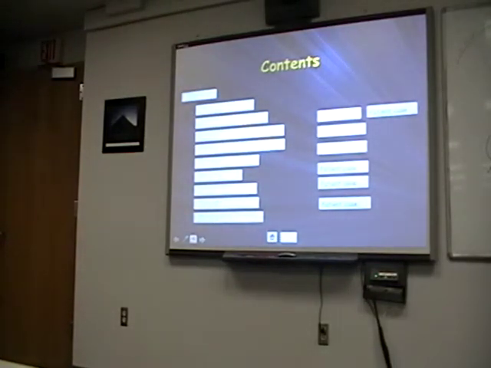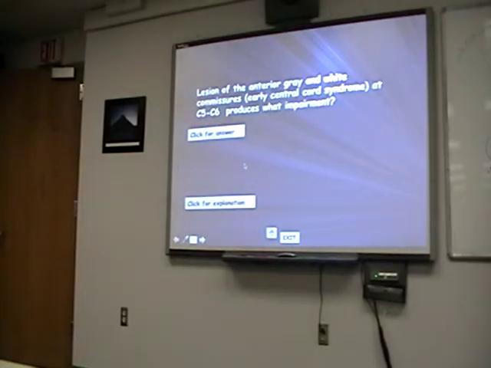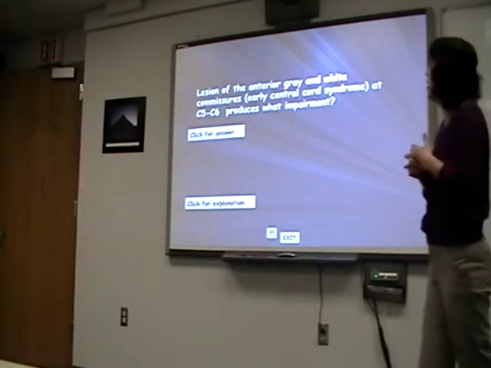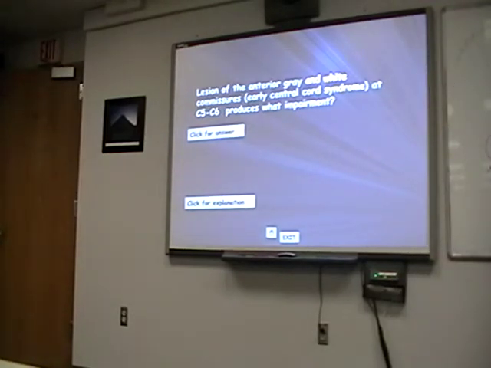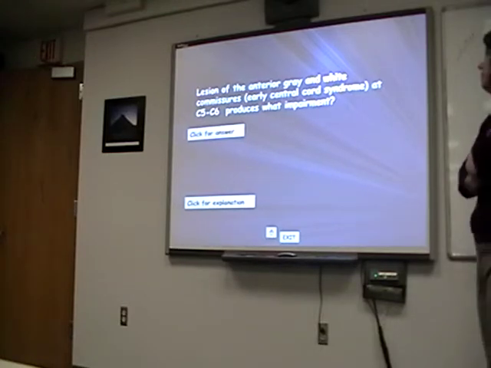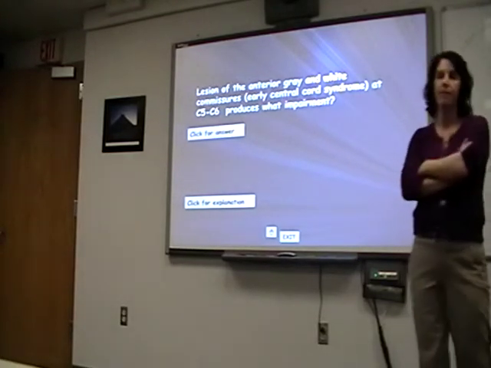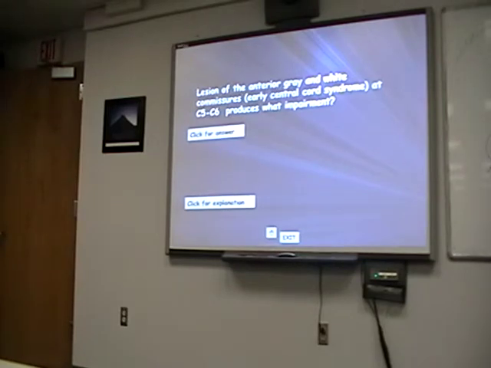Is that a pyramidal lesion or an extrapyramidal lesion? Extrapyramidal. All right. Lesion of the anterior gray and white commissure. It's also the anterior white commissure, which is early central cord syndrome. At C5 to C6, it produces what impairment? Bilateral.